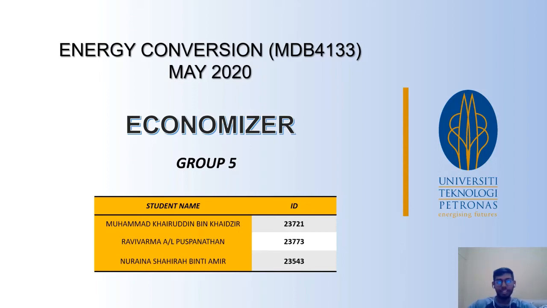Hi everyone, my name is Ravi Verma Puspanathan. We are the students from the class of Energy Conversion May 2020. We are Group 5. We are here to explain the technical functions and the application of the boiler economizer.